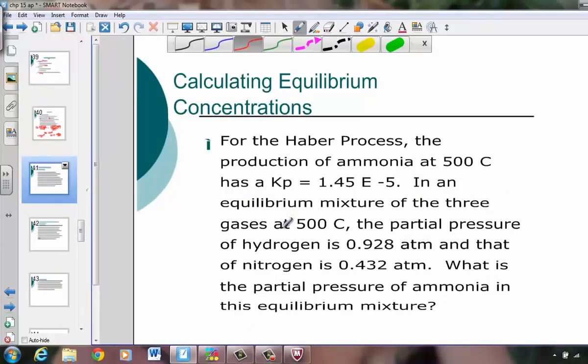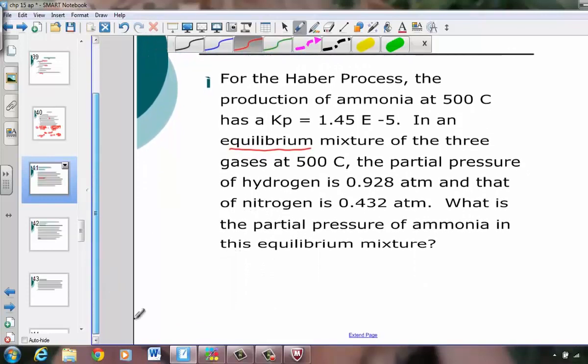Calculating equilibrium concentrations, we've done a few practice problems here using an ice chart as well, and I believe this one will come in handy too. For the Haber process, which is used for the production of ammonia at 500 Celsius degrees, the Kp is known as 1.45 times 10 to the negative 5th. In an equilibrium mixture of the three gases at 500 Celsius, the partial pressure of hydrogen is given and that of nitrogen is given. What's the partial pressure of ammonia in the equilibrium mixture?